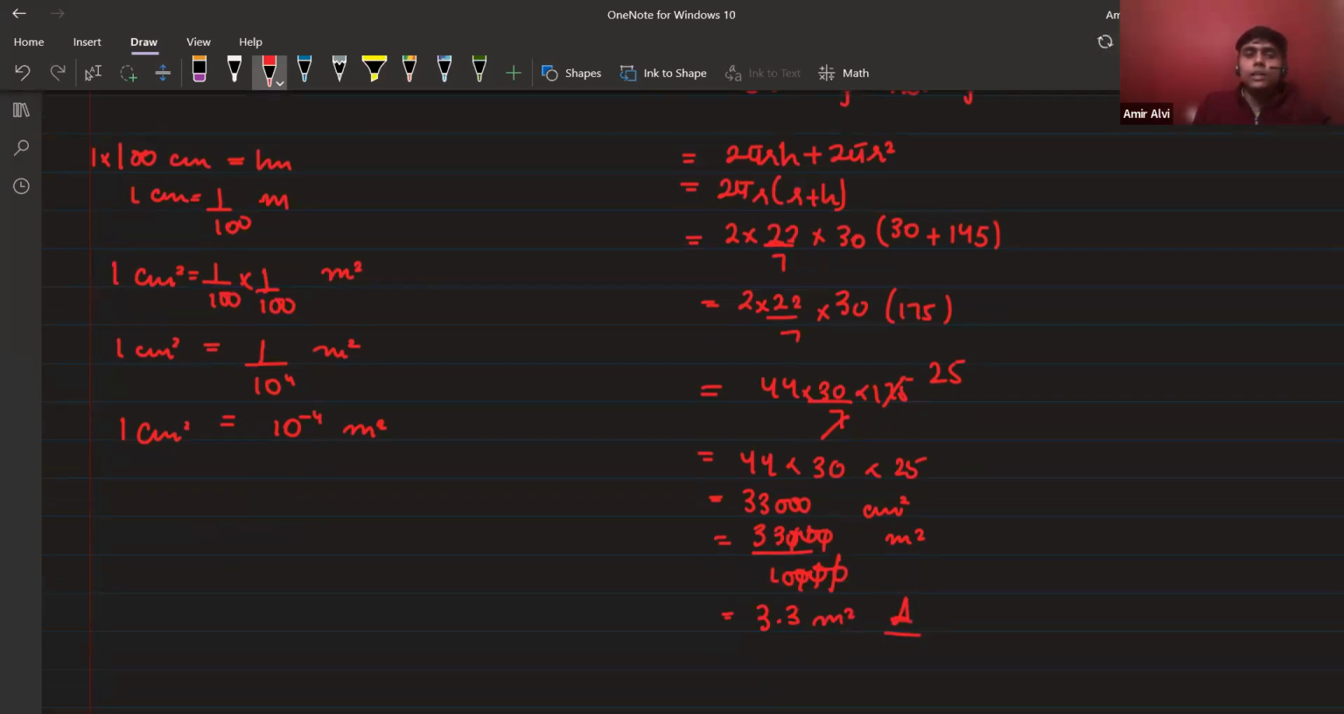It's specifically not given that you have to calculate this in meter square or centimeter square, but I wanted to see how many of you know this. If not, that's why I've written it down. Clear, everybody? Yes or no? Okay, so let's do some more questions based on this.